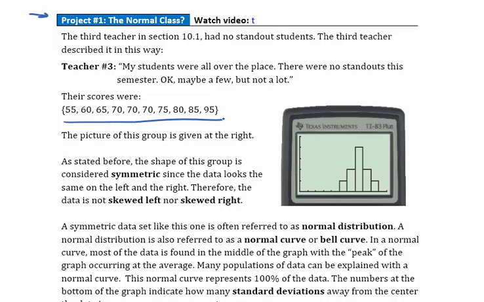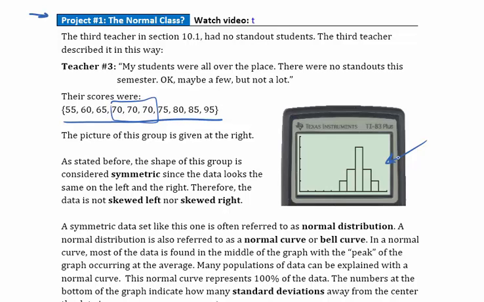And you can see that we get this nice kind of distribution of scores, all surrounding this middle group of 70s here. Scores of 70s. So some above, some below. The picture of this group is given at the right. So we have a picture of the graph of this on the calculator there.